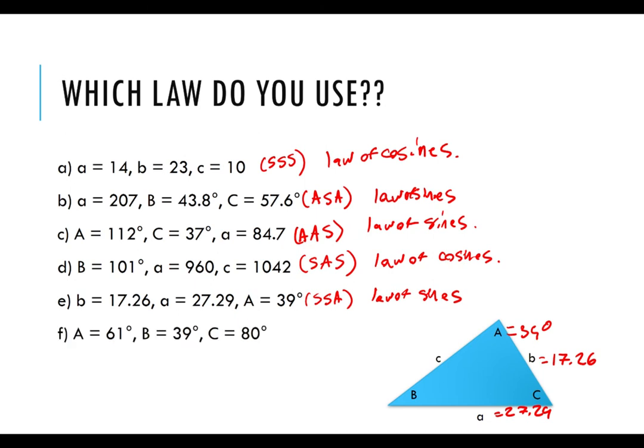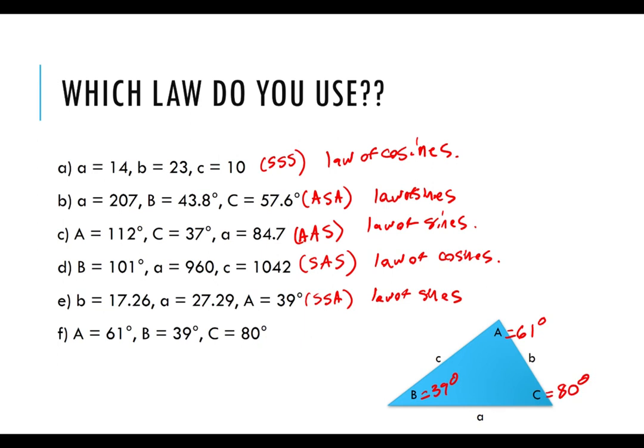F is A is equal to 61 degrees, B is equal to 39 degrees, C is equal to 80 degrees, and so we have angles, angles, angles. Alright, so what do we use to solve this one?